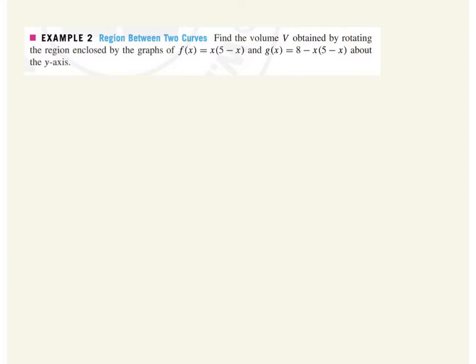So example 2 is the region between 2 curves. Find the volume V obtained by rotating the region enclosed by the graphs f of x equals x times quantity 5 minus x, and g of x equals 8 minus x times quantity 5 minus x.